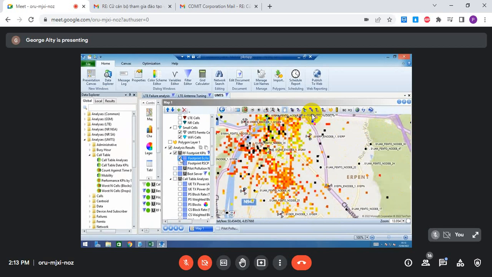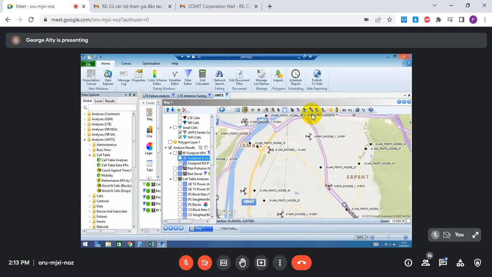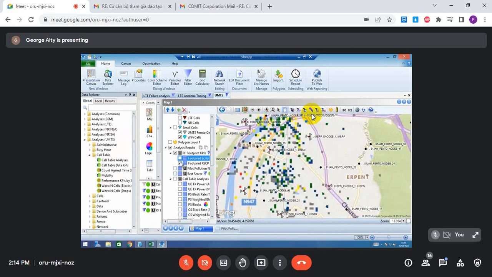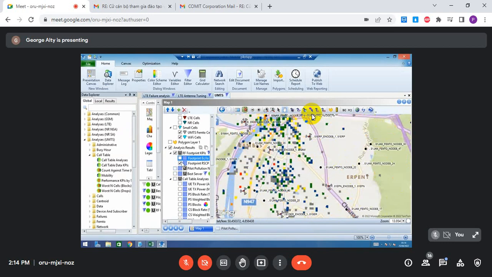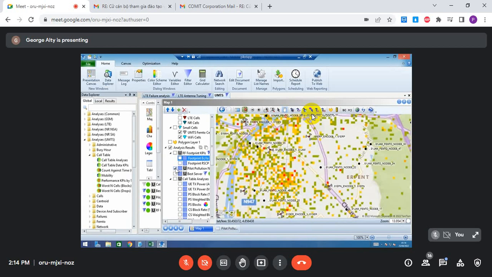Okay, so what I really want to know is the power of that cell, right? So that's the footprint of that particular cell. And if we then look at the areas of pilot pollution here, so we can see where that overlaps. Okay, so we can see here, this is the area of pilot pollution we're interested in, around here.